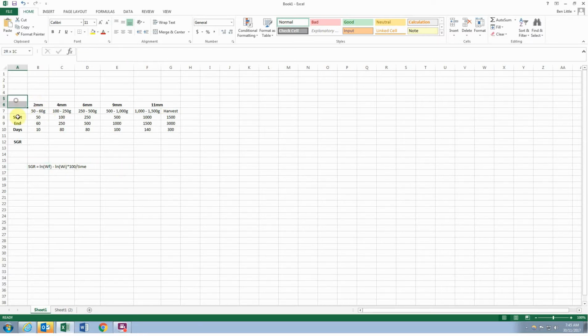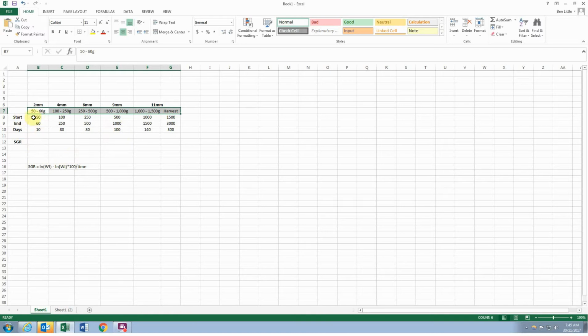So what we've got here is I just set up a little table of an example of what a specific growth rate calculation might be on a really simple basis. Over the top of all of our data, we've got the sizes of the fish pellets that we might use, and the recommended size ranges that we would feed those fish to, and these are just examples, they're not anything real at this point in time.